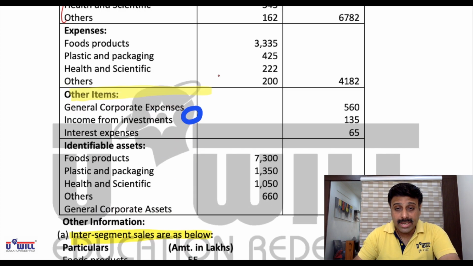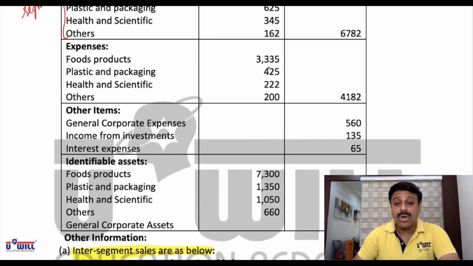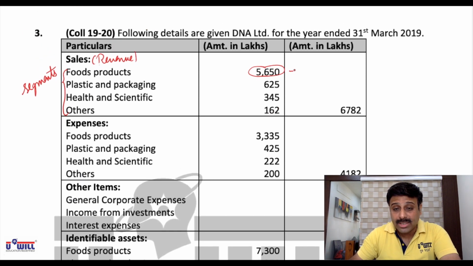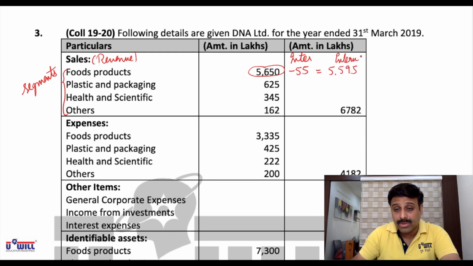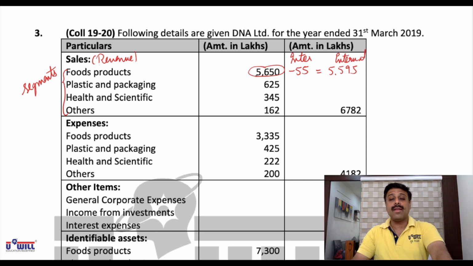So here 55 rather. Out of 5650, inter-segment is 55. Total is 5650. Inter-segment is 55. Means 5595 will be the external. Show it this way in your study material, every one of you.